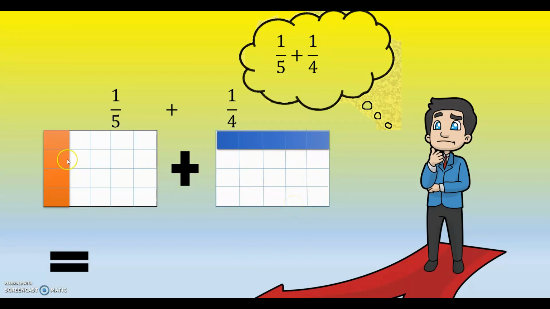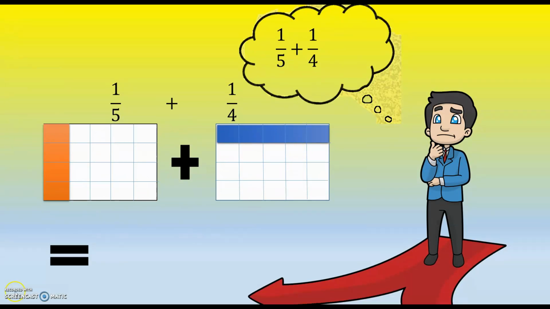Now that we have both boxes cut into the same amount of parts, I can combine the shaded parts in one box. Because notice we have 1, 2, 3, 4 parts shaded in the first box and 1, 2, 3, 4, 5 parts shaded in the second box. Now let us combine these two in a single box. We have 1, 2, 3, 4, 5, 6, 7, 8, 9. So it would be 9 parts shaded out of 20.